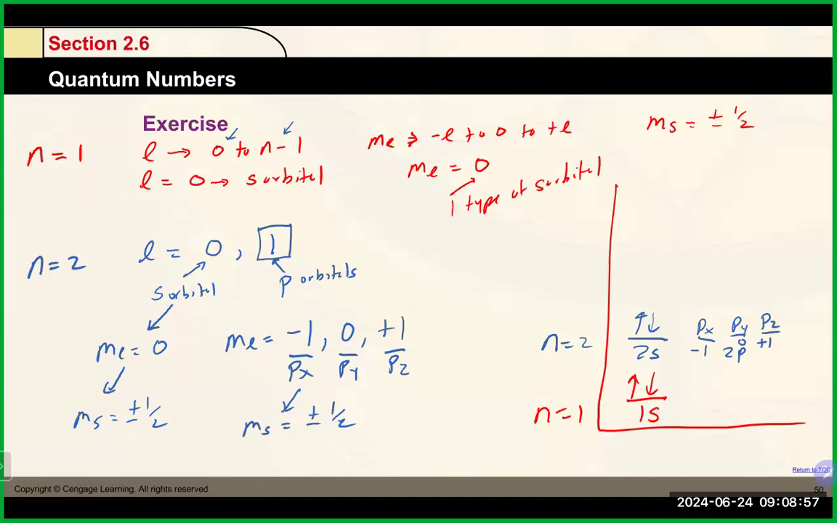All right, then you do the next one. You do n equals 3. What are all the possible L values and m sub L values you could have when you get to the third energy level? So go for it.